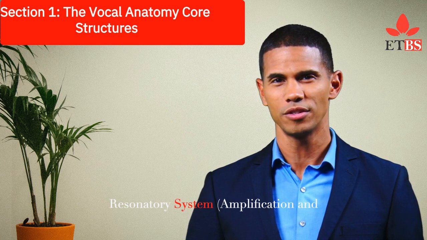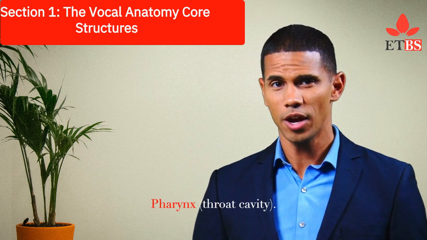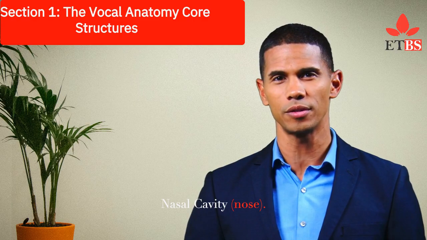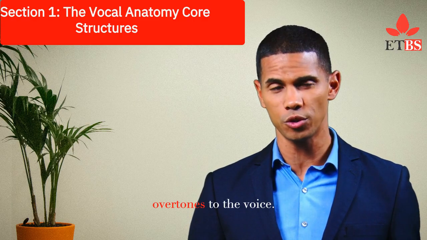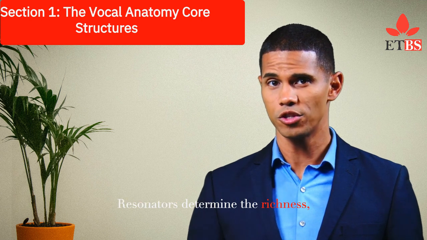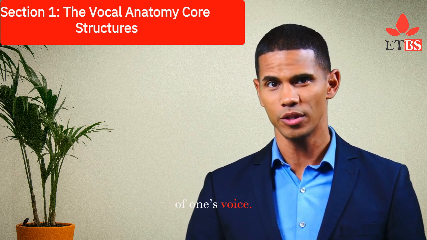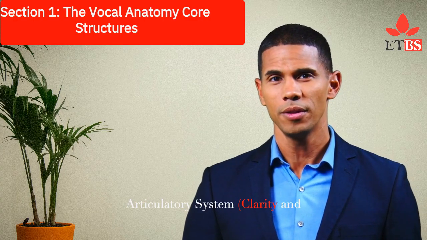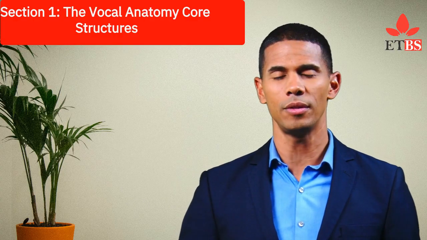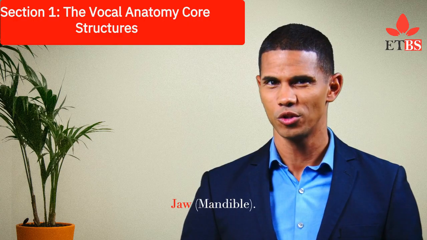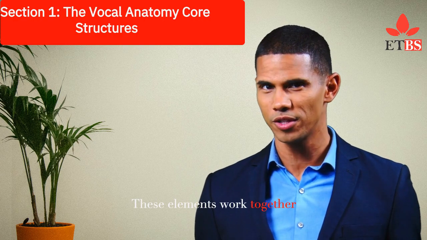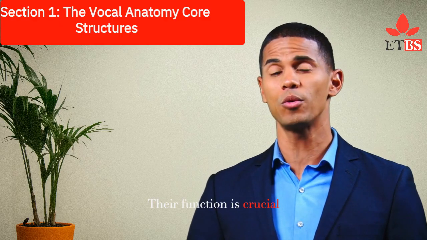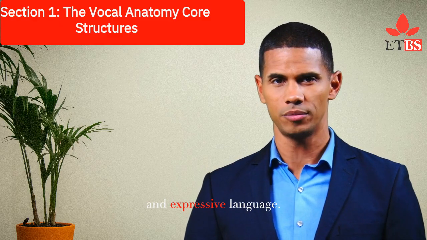C. Resonatory system, amplification and tone shaping. Pharynx, throat cavity. Oral cavity, mouth. Nasal cavity, nose. Sinuses add warmth and overtones to the voice. Resonators determine the richness, brightness, darkness, and clarity of one's voice. Every person has a unique resonance profile. D. Articulatory system, clarity and shaping: tongue, lips, teeth, hard and soft palates, jaw, mandible. These elements work together to shape raw sound into intelligible speech and distinct vocal qualities. Their function is crucial for diction, tonal control, and expressive language.